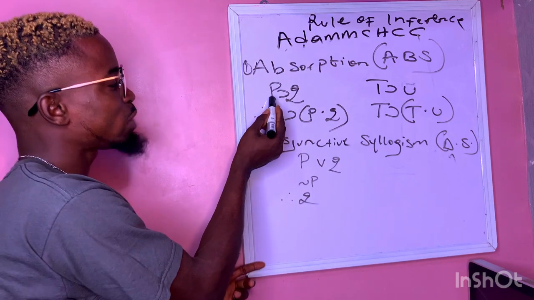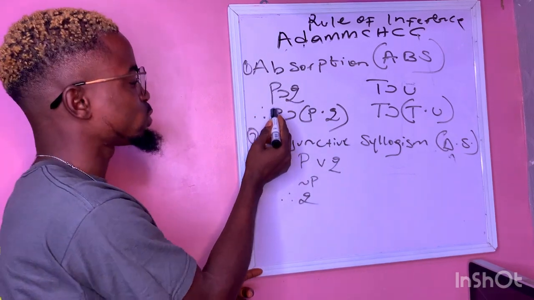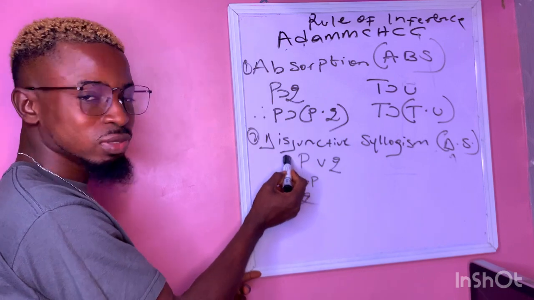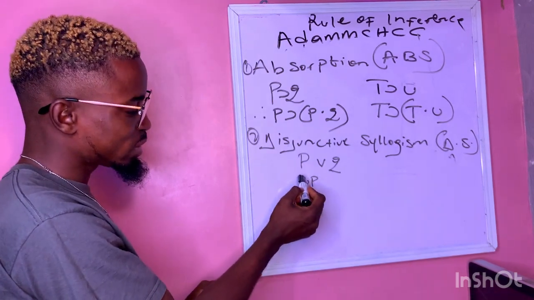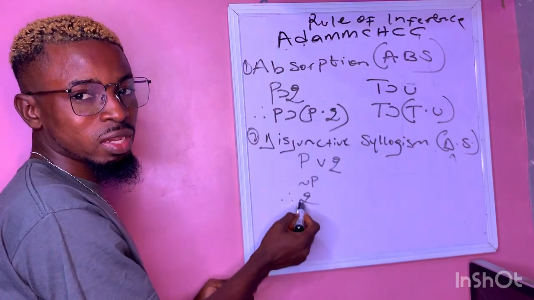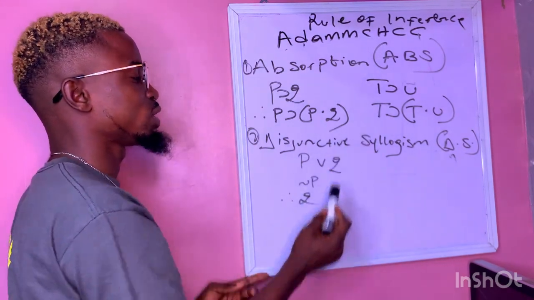Don't forget that there is a difference between absorption and disjunctive syllogism. In absorption, you have just one premise, so you need just one premise to infer the conclusion. While in disjunctive syllogism, you have 2 premises. You need these 2 premises, the first premise and the second premise, for you to make use of disjunctive syllogism, for you to infer the conclusion using disjunctive syllogism.